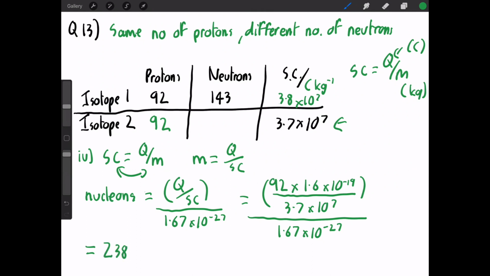If you're doing this and you get a slightly different answer, don't forget to round it up or down. Remember, you can't have a tiny bit of a neutron or a tiny bit of a proton. It's just that your accuracy isn't quite there. Not quite done, because we want the number of neutrons. So the neutrons is going to be the total mass number, which is 238. Take away the number of protons, so 238 minus 92 is 146, which should be our final answer, 146 for 3 marks.